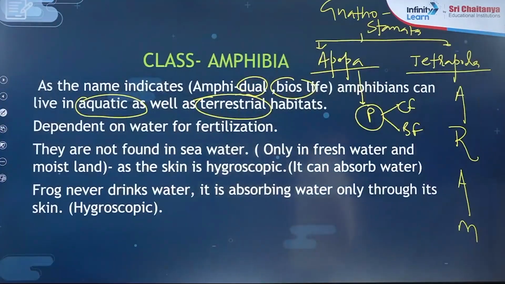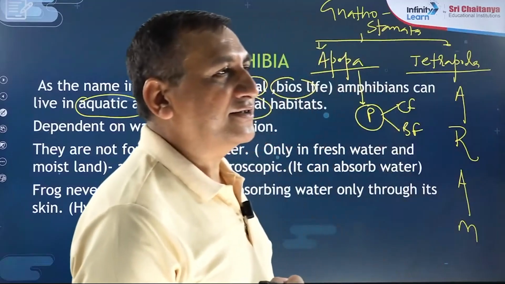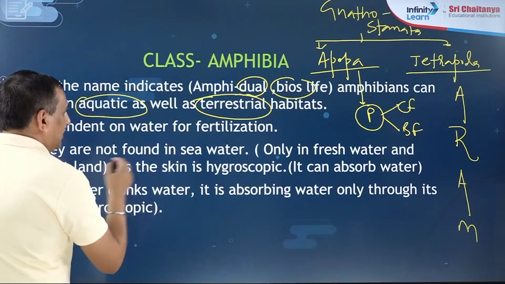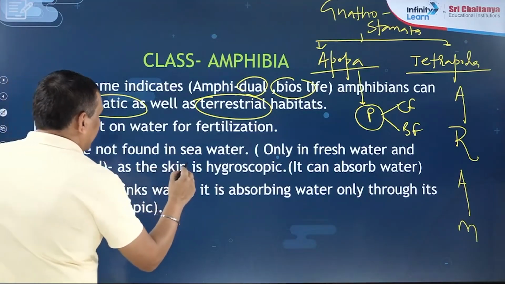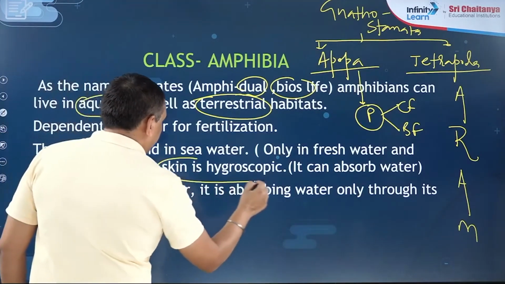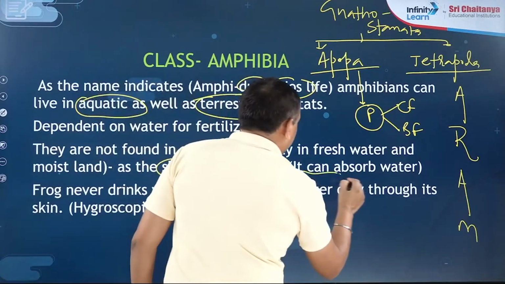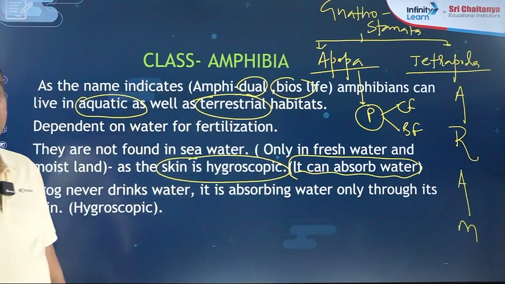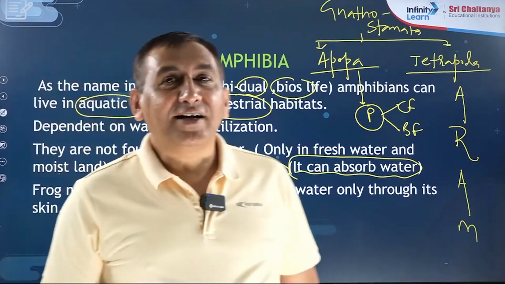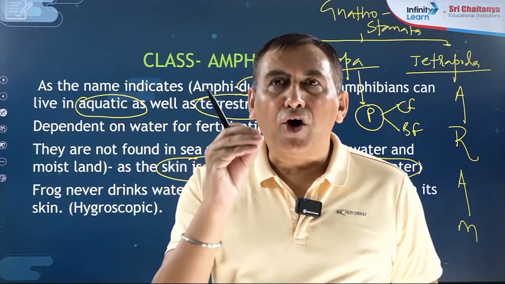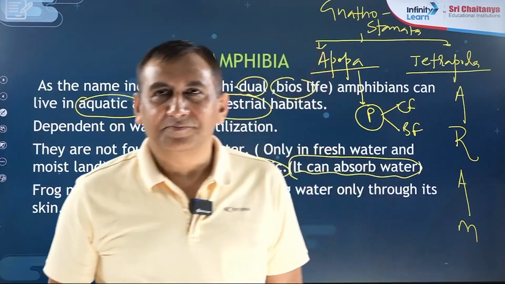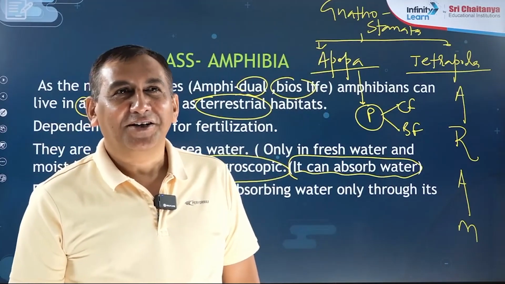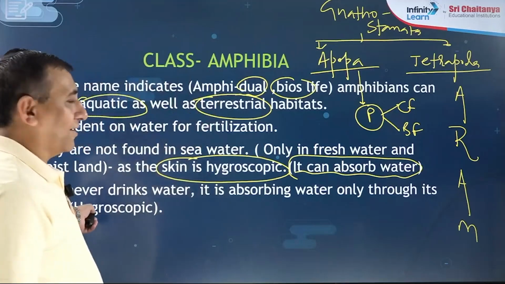Yes, Krishna, you have given the correct answer, because it is the salt water. Yes, because in amphibia, the skin is hygroscopic. It is absorbing the water. You will get surprised. Frog never drinks water. How is it possible for an animal that it never drinks water? But frog never drinks water.